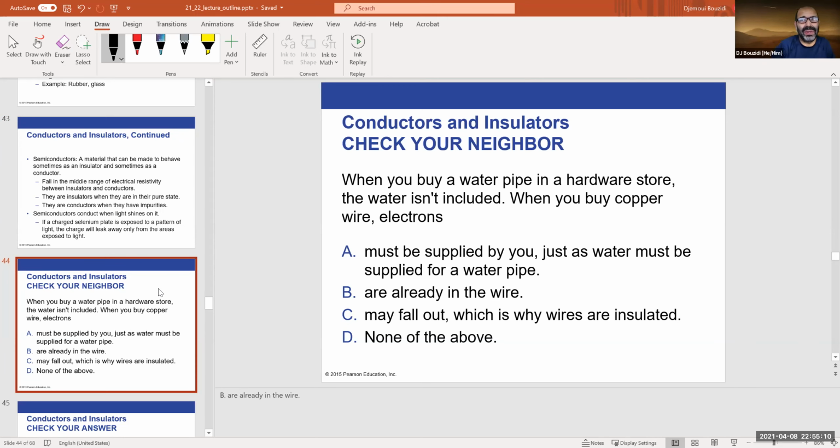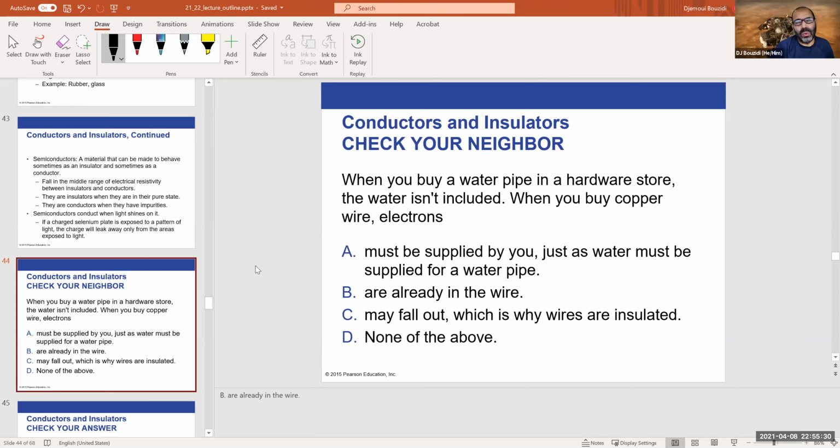This is a good example in here. When you go to the hardware store, to Home Depot, for example, or Lowe's, and you tell them, you know what, I want a conduit for the water, I want to fix the pipes in my home, they sell you the pipe, but they don't sell you the water. It's the water company that is supposed to provide you with the water.